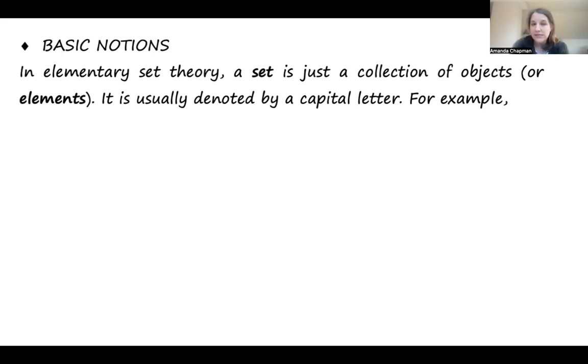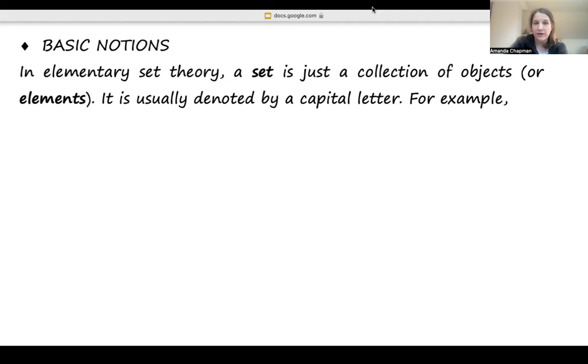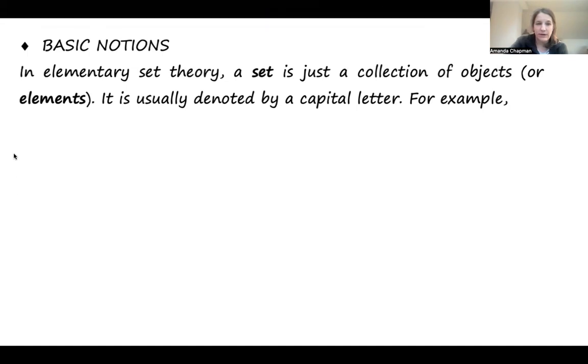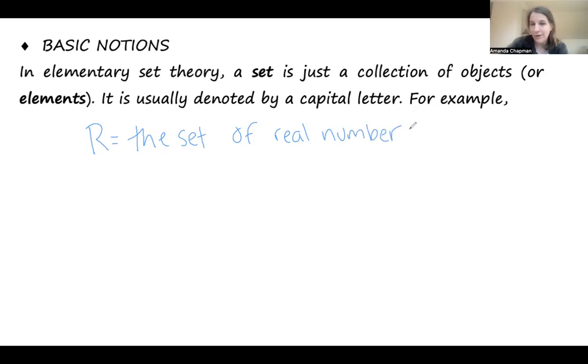So in elementary set theory, a set is just a collection of objects or elements, and it is usually denoted by a capital letter. For example, R is usually denoted as the set of real numbers. And remember, real numbers are like 1, 2, 3, 4, 5, 6, but also pi is a real number. They can go on forever. They just can't be imaginary, so nothing with the square root of -1.